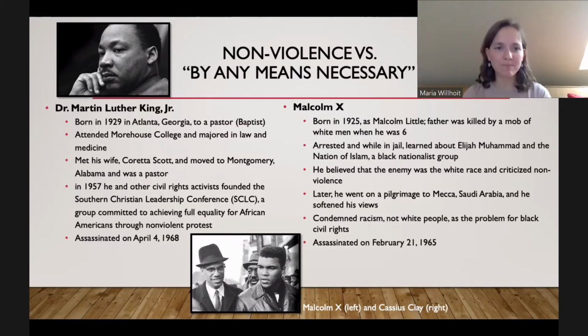And Martin Luther King, he is able to attend college. He majors in law and medicine. I don't know how you do both, but he did. He meets his wife. He moves to Montgomery, Alabama, and he becomes a pastor. So he's following in his father's footsteps.